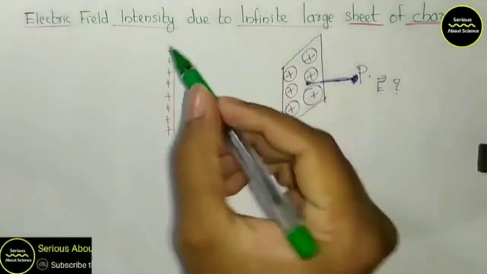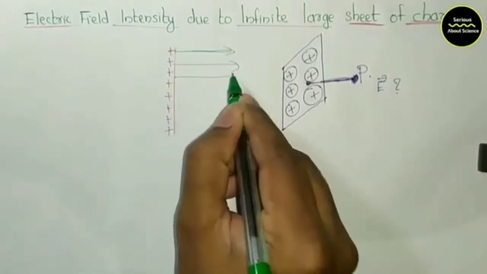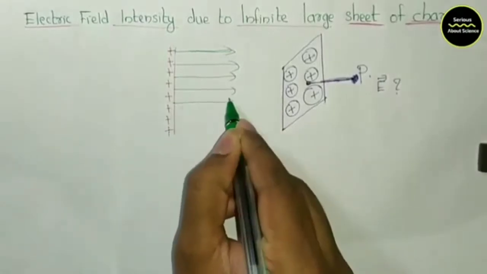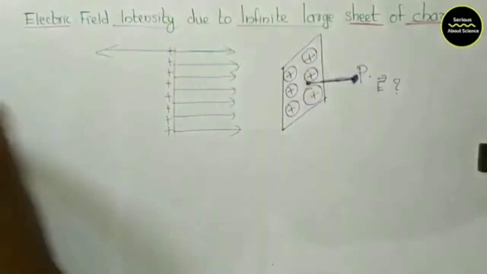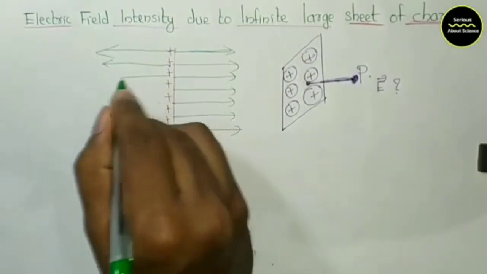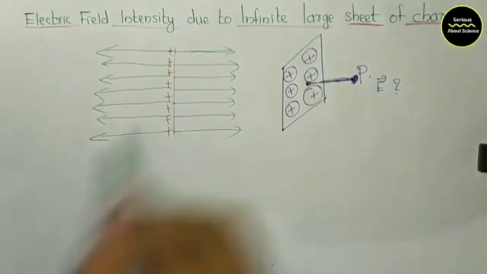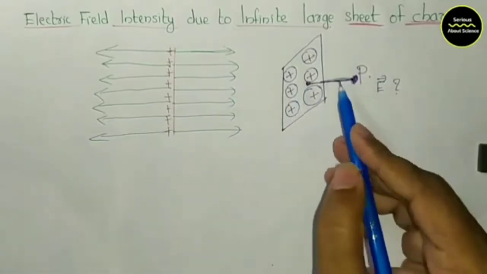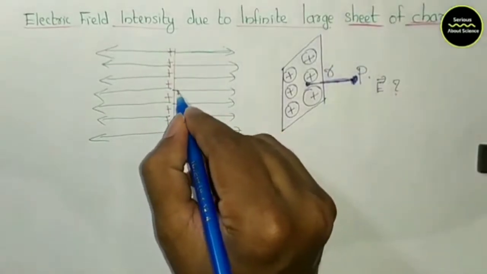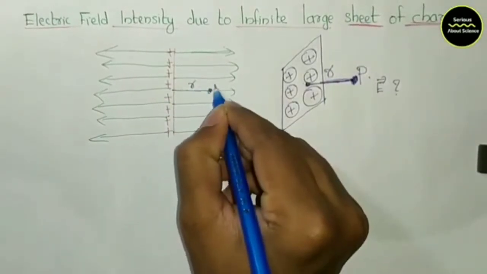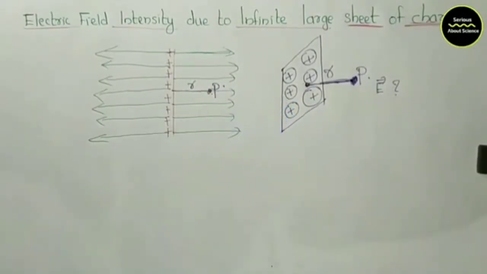If we look at the charged sheet sideways, we can see that the electric field intensity direction is always going out of the plus charges, that is, radially outwards. From positive charge, electric field intensity is going out. These lines indicate the direction of electric field intensity. So the point P is at a distance r from the plane sheet. Now we are going to find out the area vector.